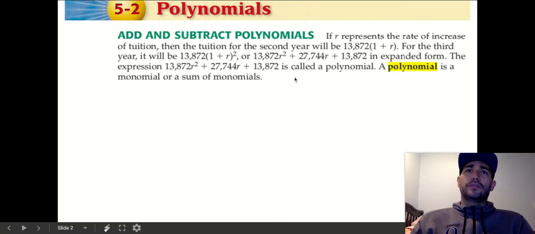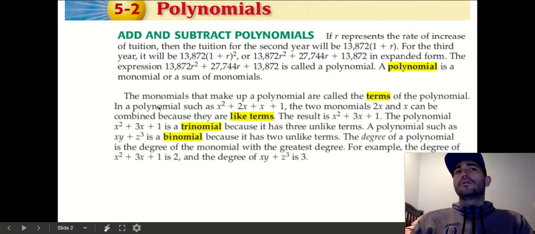This expression right here is called a polynomial. A polynomial is a monomial or sum of monomials. If you notice, this is a monomial, this is a monomial, and this is a monomial. So the sum of these monomials is considered a polynomial. The monomials that make up a polynomial are called terms of the polynomial.